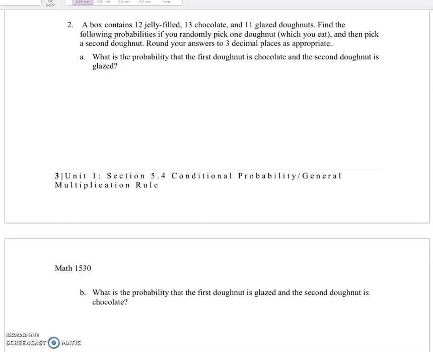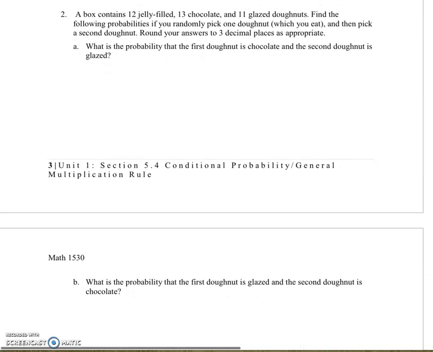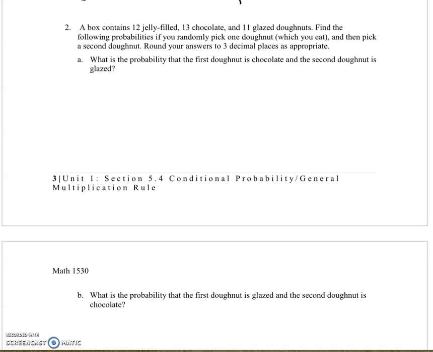Let's pick up with another example of using conditional probabilities to calculate dependent probabilities. A box contains 12 jelly-filled, 13 chocolate, and 11 glazed donuts. Find the following probabilities if you randomly pick one donut, which you eat, and then pick a second donut. Round your answer to 3 decimal places as appropriate. What's the probability that the first donut is chocolate and the second donut is glazed?